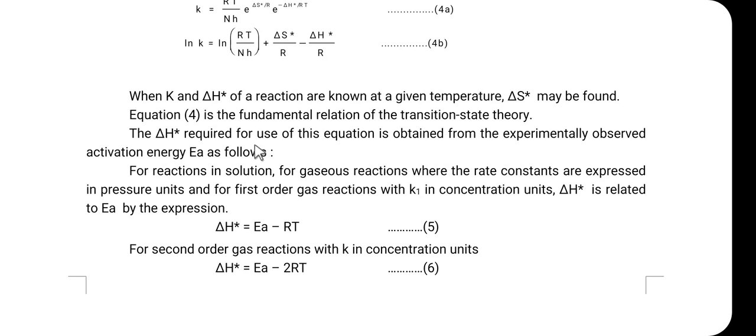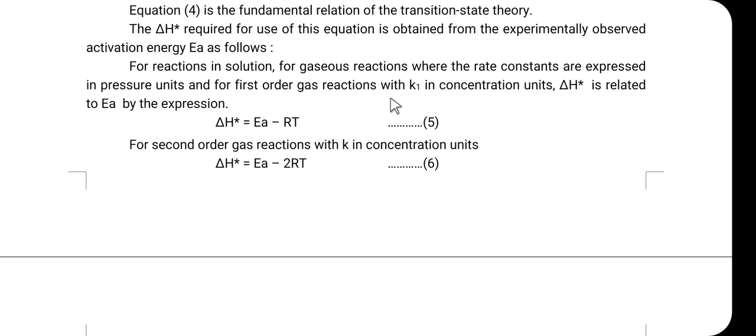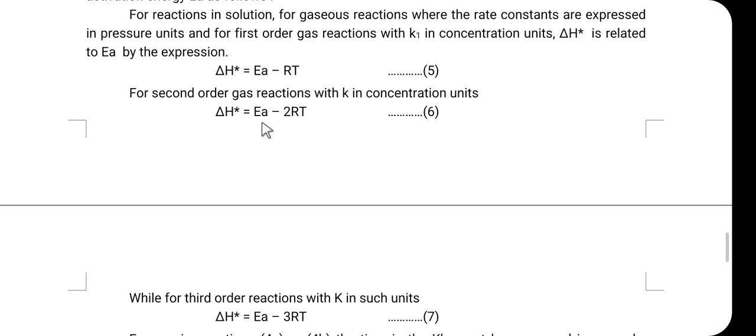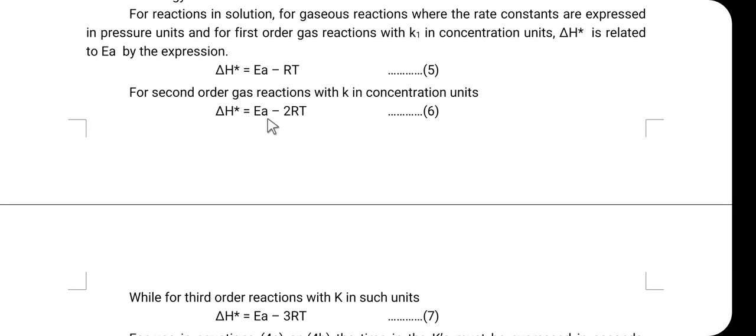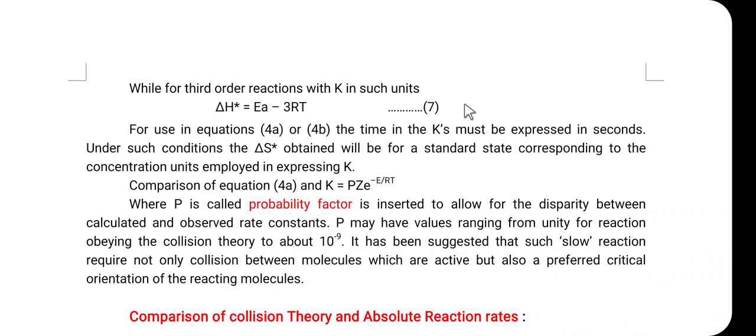So, delta H star required for use of this equation is obtained from the experimentally observed activation energy EA as follows. For a reaction in solution, or for a gaseous reaction where the rate constants are expressed in pressure unit, or for a first order gas reaction with k1 in concentration unit, delta H star is related to EA by the expression delta H star equals EA minus RT, equation 5, for the first order reaction. For the second order reaction, delta H star equals EA minus twice RT, equation number 6. For the third order reaction, delta H star equals EA minus thrice RT, equation number 7.